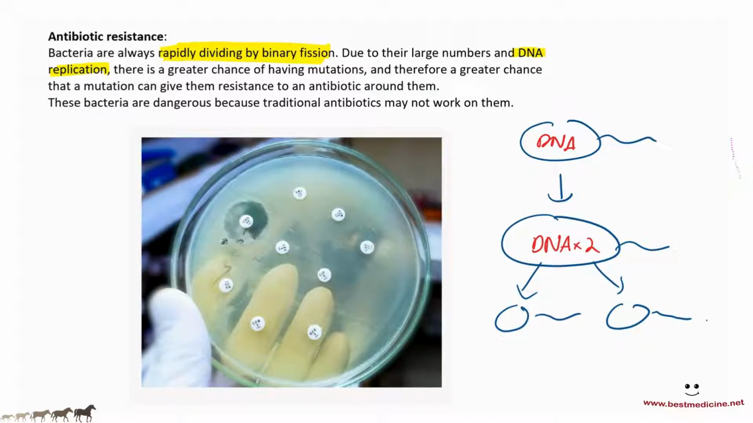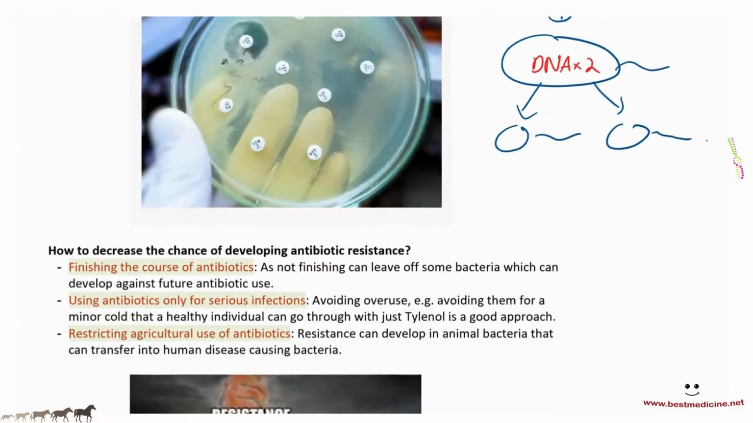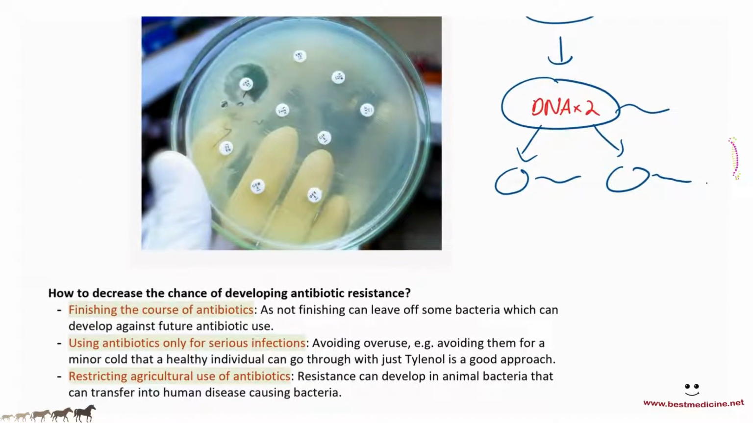So during this DNA replication process, what can occur is that you could have errors in DNA replication, resulting in mutations. Those mutations can, by chance, give the bacteria a resistance against the antibiotic. Now, these bacteria are very dangerous because traditional antibiotics might not work on them. So how can we decrease the chance of developing antibiotic resistance?